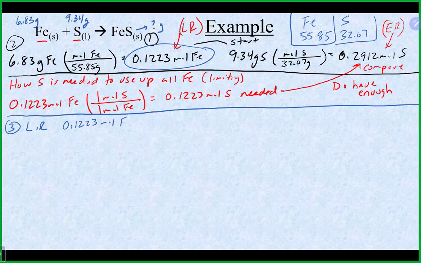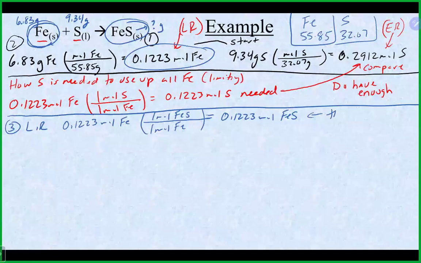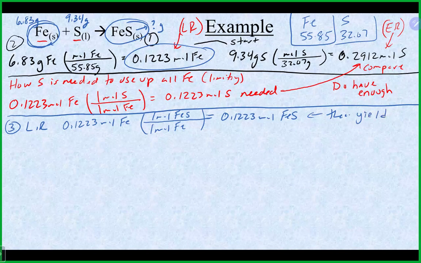0.1223 moles of iron. I can now do the relationship between my limiting reagent and my product from the equation, and it also is a 1-to-1 relationship. So from the equation, I can see 1 mole of iron will give me 1 mole of my product, and that will give me 0.1223 moles of my product. And by the way, this again would be my theoretical yield in moles. I do want to figure out grams, so I do need to do step number 4, which is take my moles and convert them to grams.